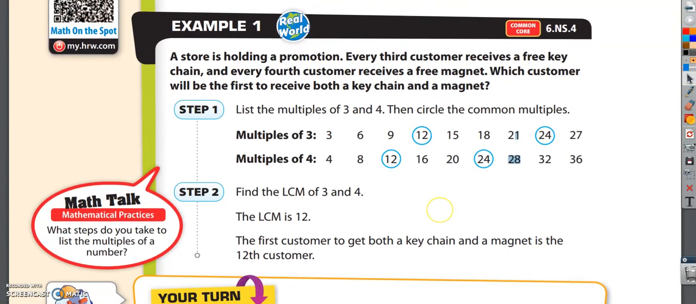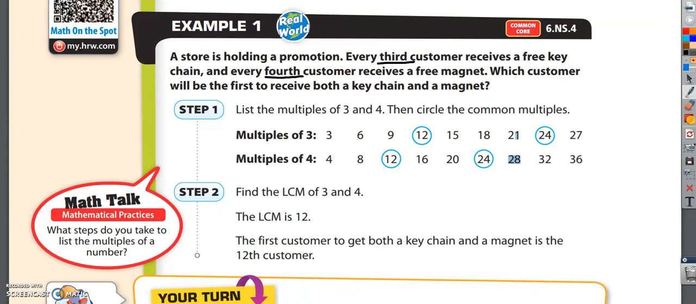Example 1 reads, a store is holding a promotion. Every third customer receives a free keychain, and every fourth customer receives a free magnet. Which customer will be the first to receive both a keychain and a magnet? Step number 1 says list the multiples of 3 and 4. And then it says then circle the common multiples.